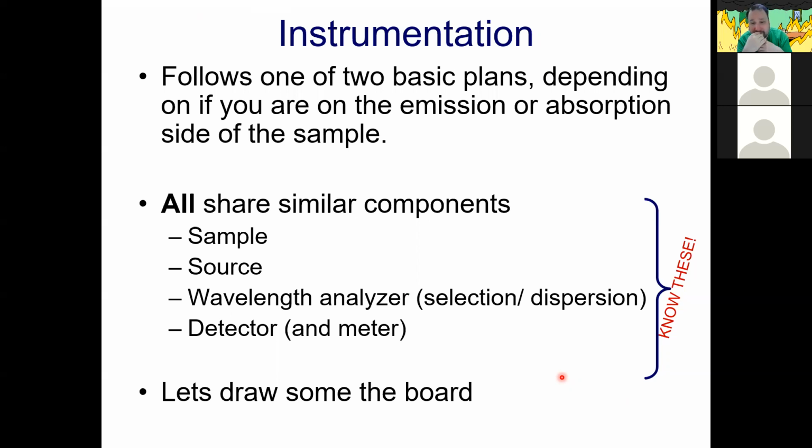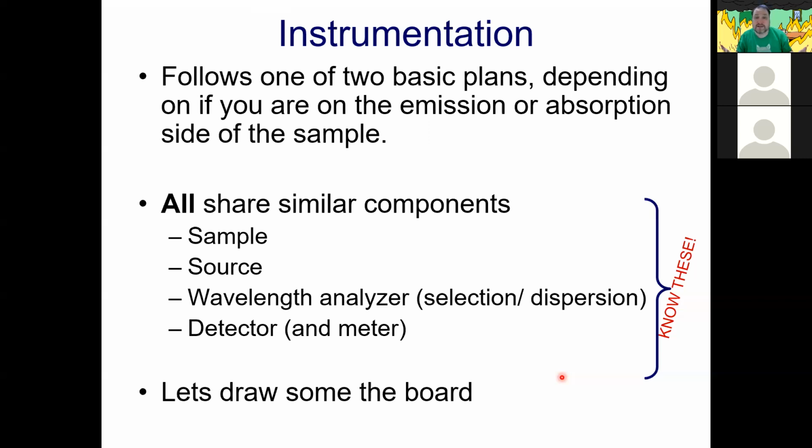You're going to have some sort of wavelength analyzer, so something to select or disperse the light. That's because you only usually want to look at one wavelength at a time, right? Our lambda max, if we're doing our UV-Vis absorption, or what is our emission line if we were doing that iron for the ICP.